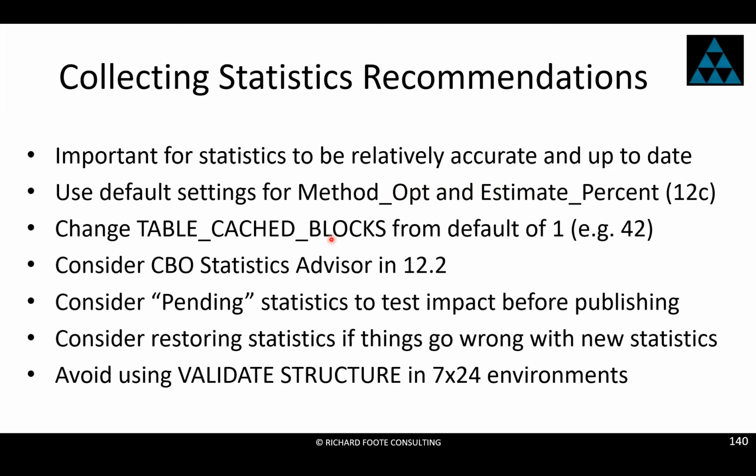Table cache blocks needs to be changed from the default of 1, all right? Set it to 42, probably set it to 16 would be the safest value. It just mimics how ASSM does its free list maintenance, what used to be free list, how the number of blocks that Oracle will try to avoid for contention. It's much better than 1. Strongly recommend doing that. You will find you'll have much more accurate clustering factors.